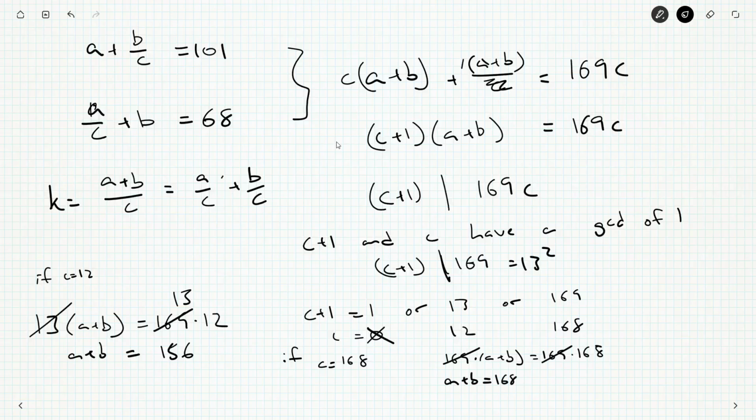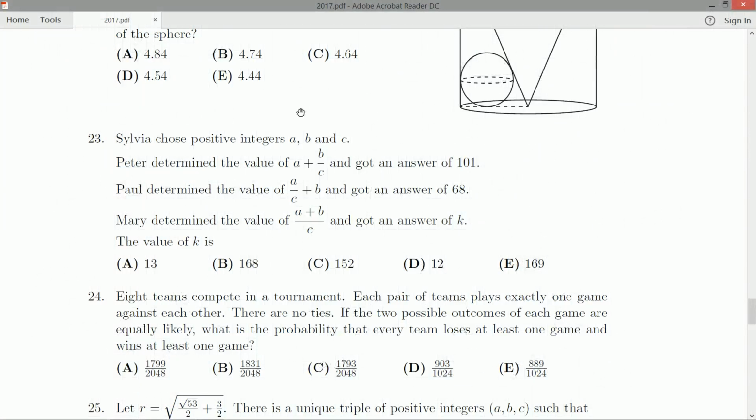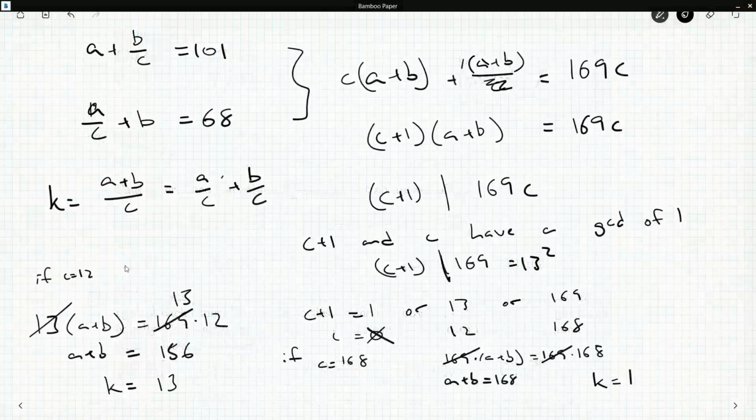K is A plus B over C. So in this case, K would be 13, and in this case, K would be 1. Are either of those possibilities? Well, only the 13 is possible. So I suppose we could just say, yep, the answer is going to be A.